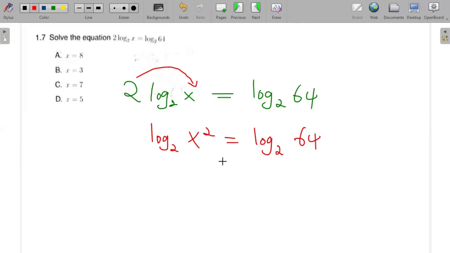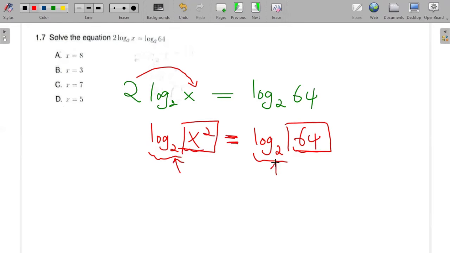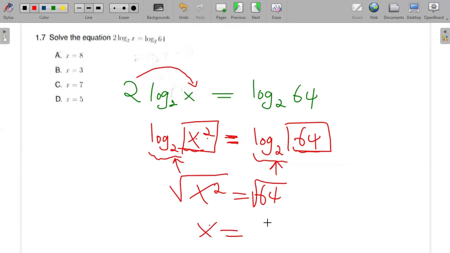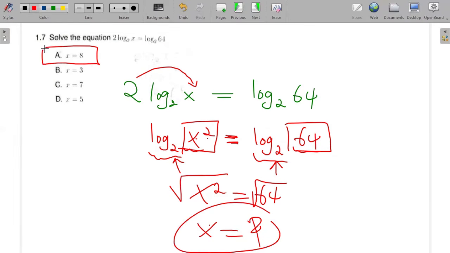But the easiest here is just to notice that I have a log 2 here, and then I have a log 2, and then I have a number here, and then I have a number, and then here I have an equal sign. So it means whatever is here should be equal to that, because these two are equal, as long as the base is the same there. So if the base is the same, then what is there should be equal. So it means here x squared should be equal to 64. So take the square root, x will just be equal to the square root of 64, which will just be 8. So the answer there, we're going to pick A, which has 8 there.